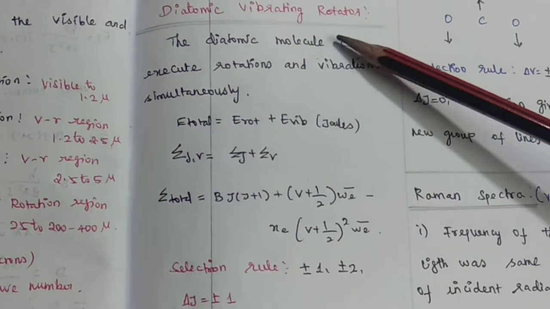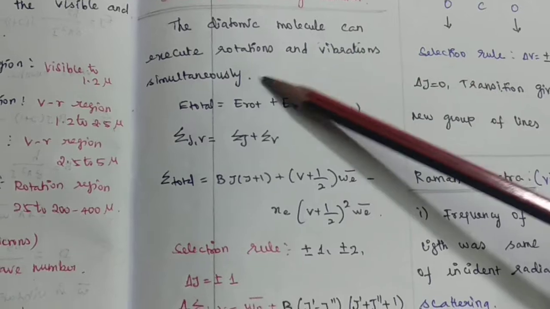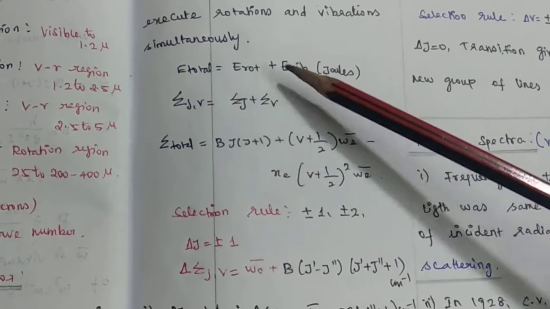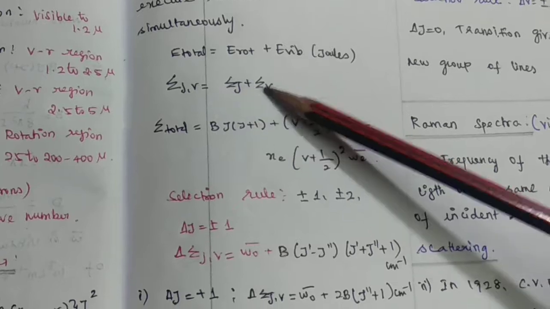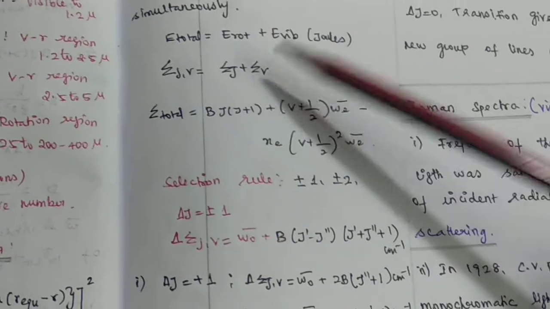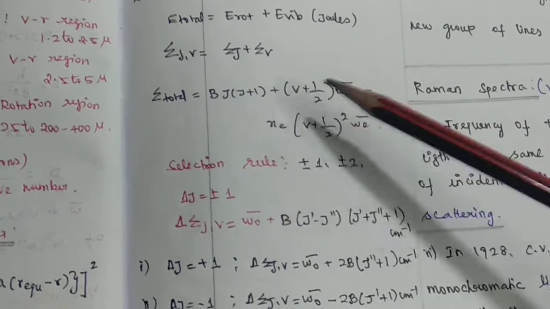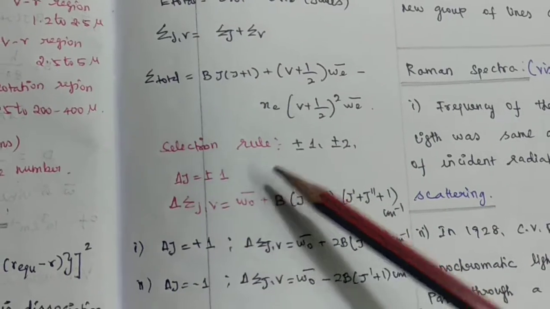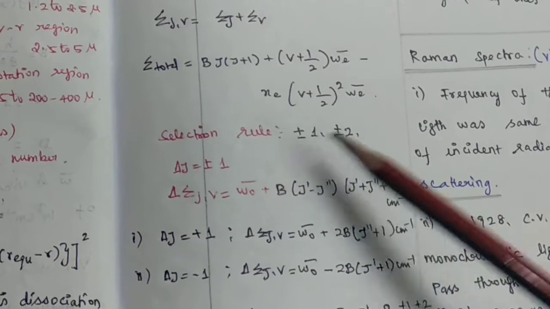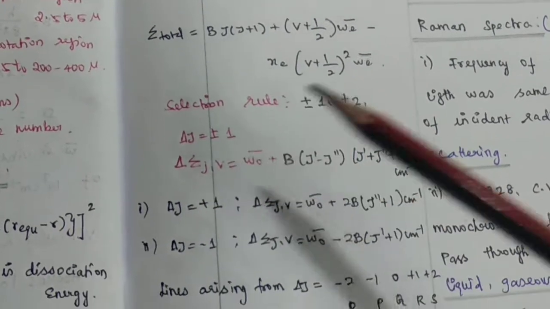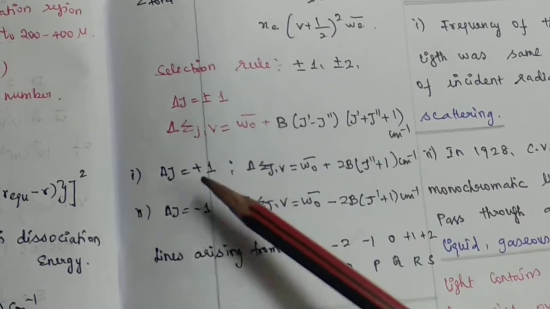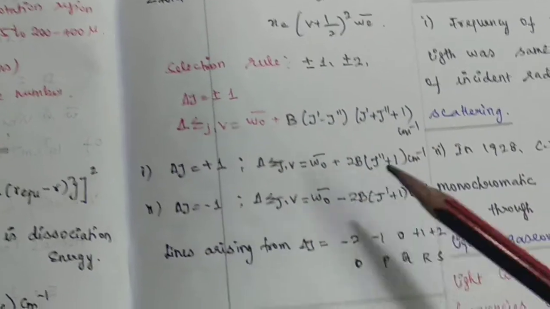diatomic vibrating rotator. The diatomic molecules can execute both rotation and vibration simultaneously. This is the total energy. Then we have to apply the wave number; we already know the rotation and vibration energy. We have to combine all the equations, which is called the total energy. The selection rule: plus or minus 1, plus or minus 2. If delta J is equal to plus 1, we get this equation. From this equation we have to put plus 1 and minus 1, and we get this equation.